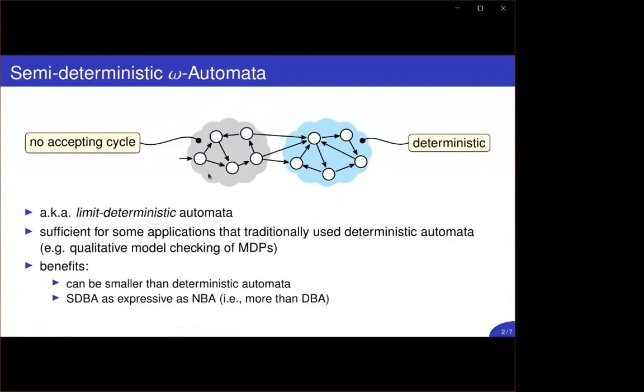You can go from left to right, but not in the other direction. This is sufficient for some applications that traditionally use only deterministic automata, for instance, qualitative model checking of Markov decision processes. And one advantage is that semi-deterministic omega automata are smaller than their deterministic counterparts. And if you restrict yourself to Büchi acceptance, semi-deterministic Büchi automata are more expressive than deterministic Büchi automata.